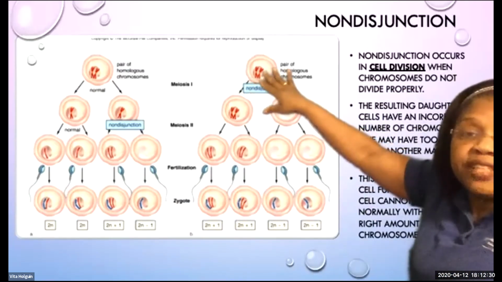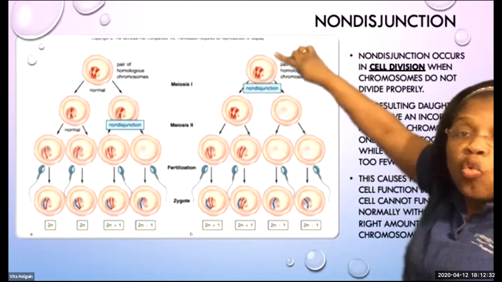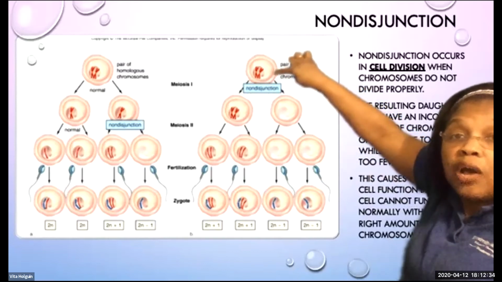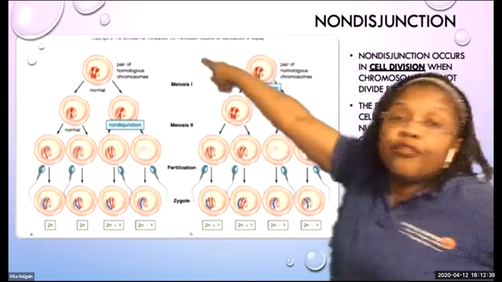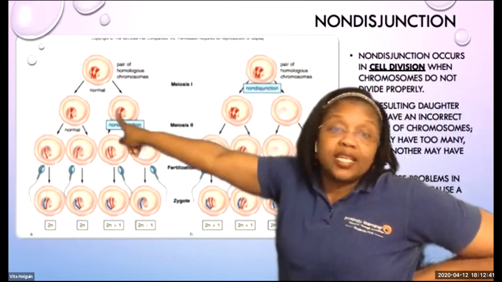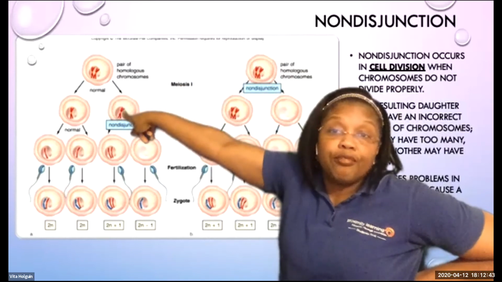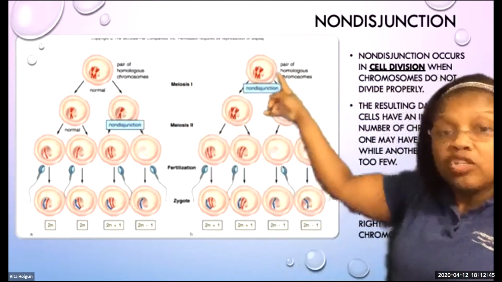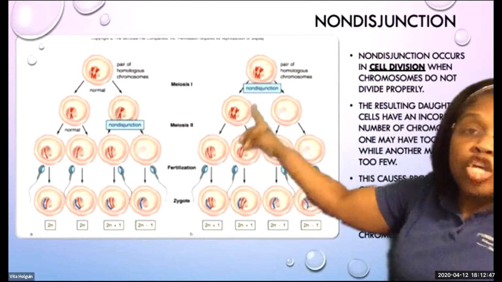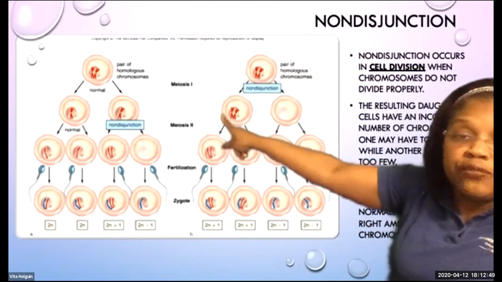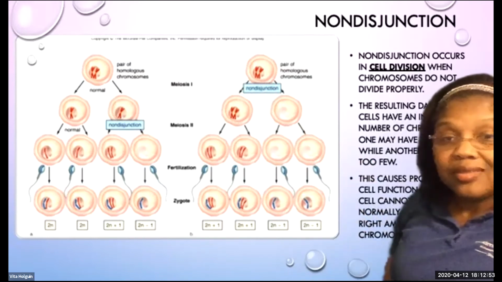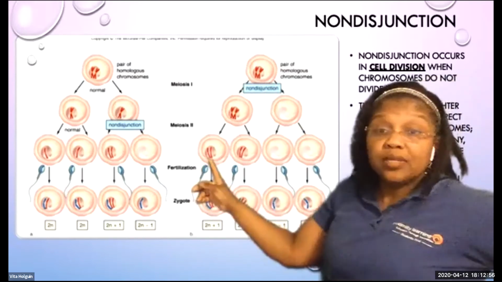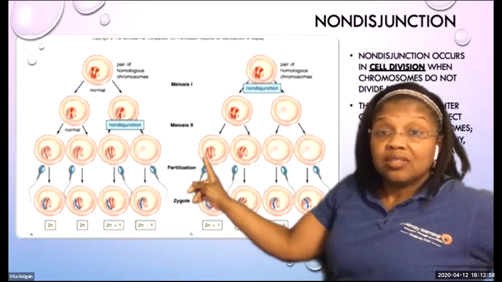What happens if the non-disjunction happens early? What if the non-disjunction happens up here during meiosis 1? So instead of the homologous chromosomes breaking in half like this, they don't. The homologous chromosomes stayed the same. So all the genetic information for that chromosome went here, and none of it went here. Look what happened.